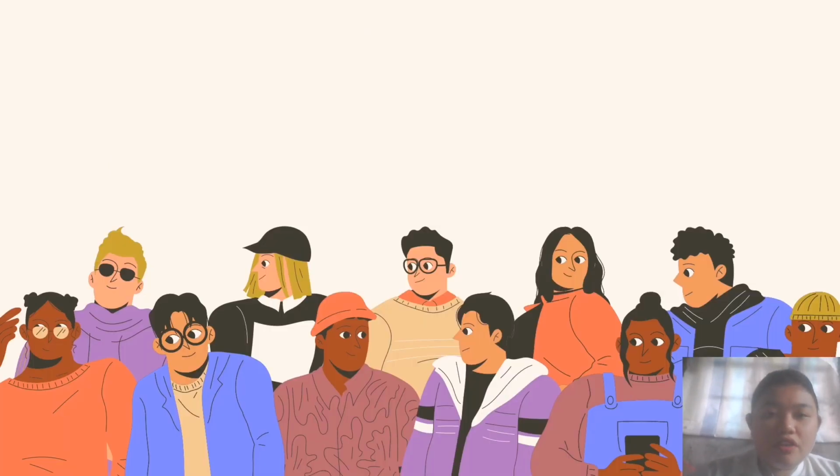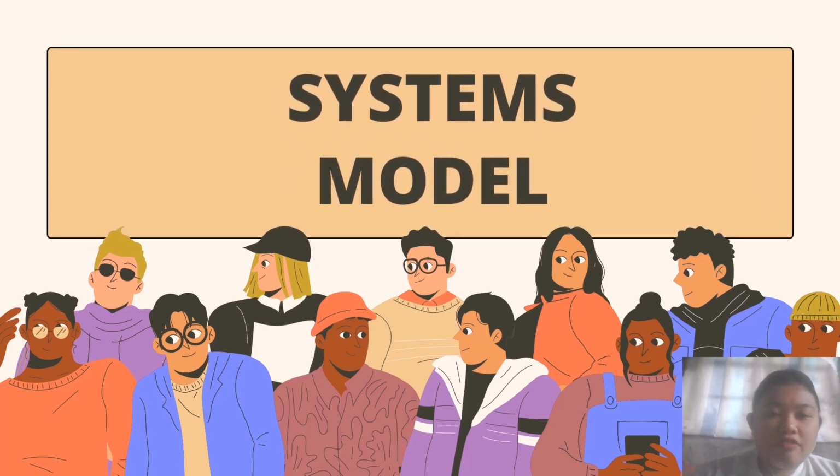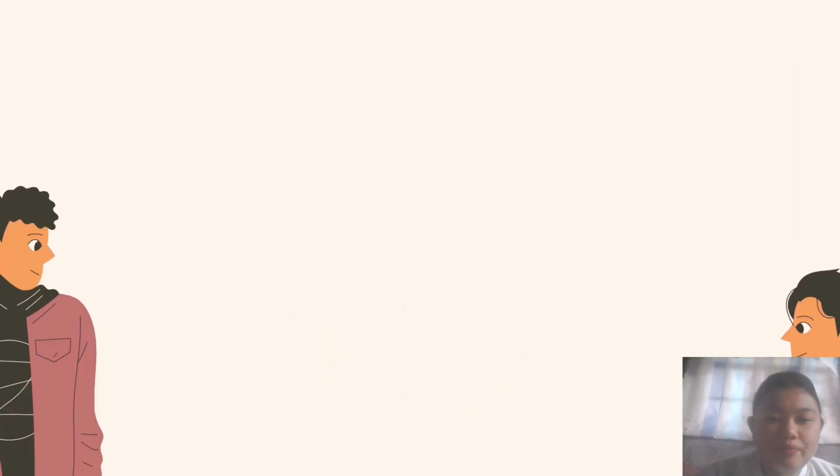To proceed, we have another model. We already previously discussed the second model, the transactional model, which has two classical examples: the Osgood's model of communication and the Kincaid's model of communication. And now we are down to the third, the last one, which is the systems model.